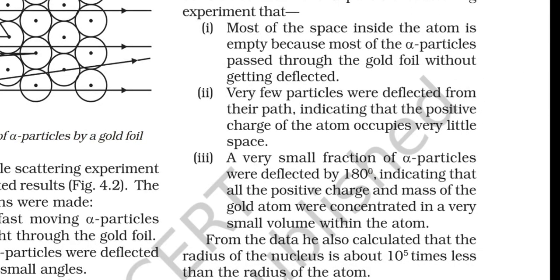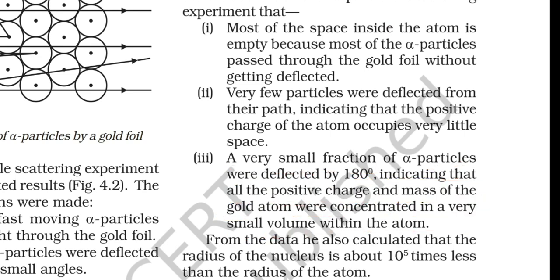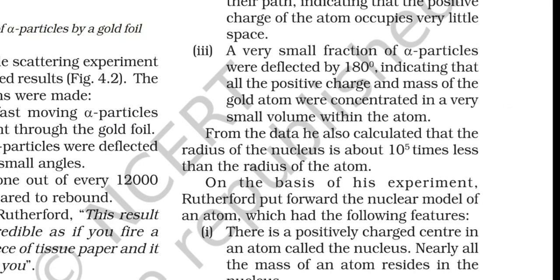Third conclusion, a very small fraction of alpha particles were deflected by 180 degrees, indicating that all the positive charge and mass of the gold atom were concentrated in a very small volume within the atom. So in this experiment he concluded these 3 points. From the data he also calculated that the radius of the nucleus is about 10^5 times less than the radius of the atom.